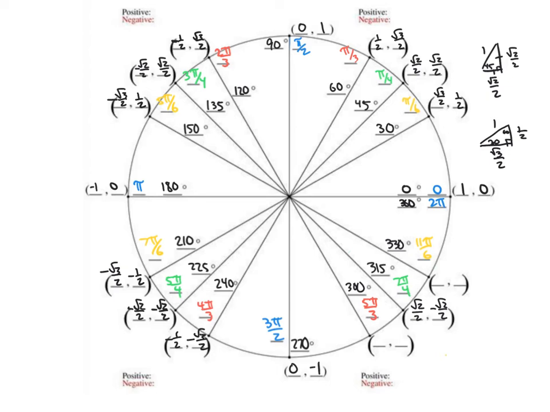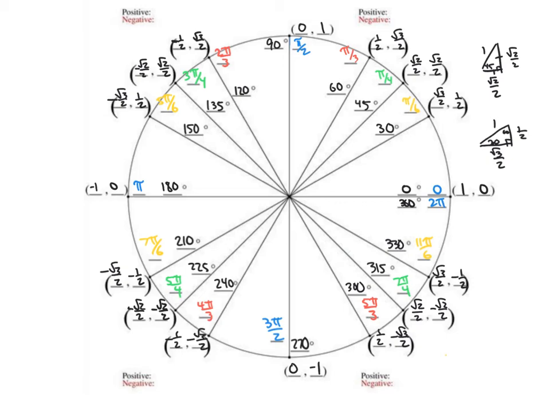300 degrees, or 5 pi over 3: x is positive and it's shorter, so it's 1/2. Y is longer, and it's negative because it's down below, so negative root 3 over 2. And then the last one, our 330-degree angle, or 11 pi over 6, has a longer x, and it's positive, root 3 over 2. Y is negative 1/2.